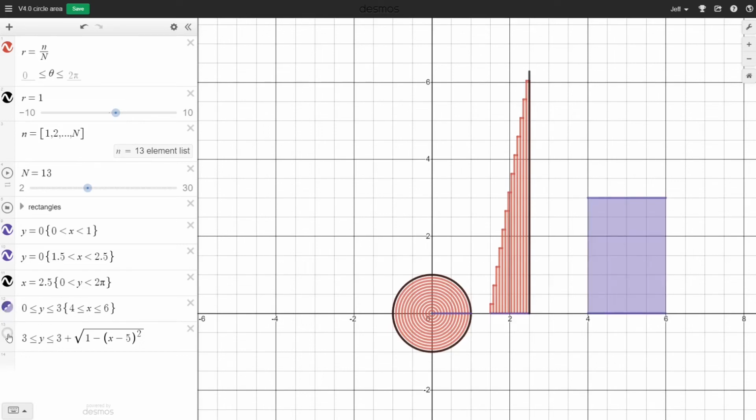Then we could build other figures. For example, here's a rectangle with a half disk mounted on top. I bet you could find the area of this thing. Here we have half of the disk, so that would be half of pi r squared.